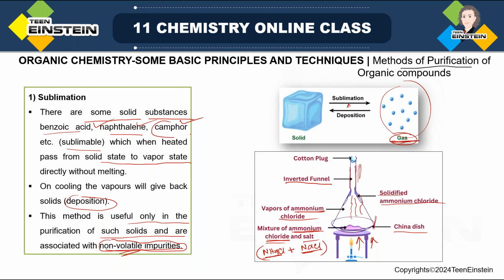Suppose you have camphor and it is mixed with some salt, then instead of NH4Cl, you will have camphor plus NaCl, and you are doing the same method. Then in this region you will get some solidified camphor. Okay.